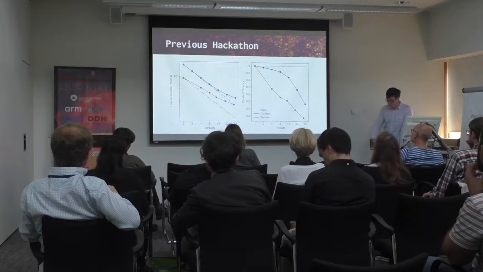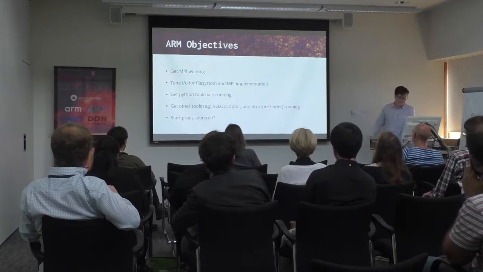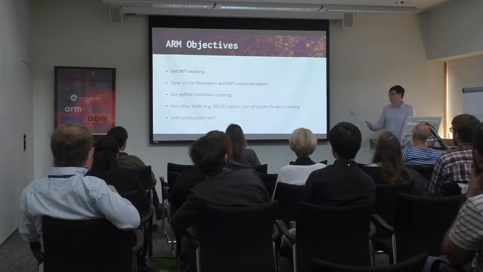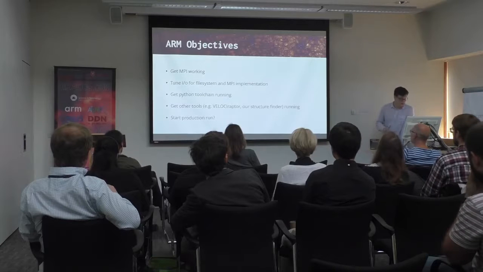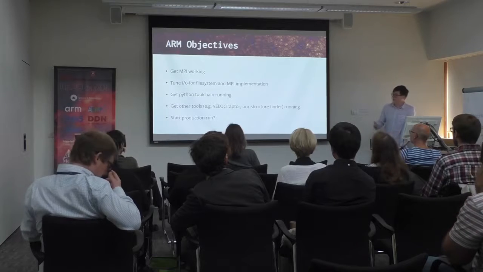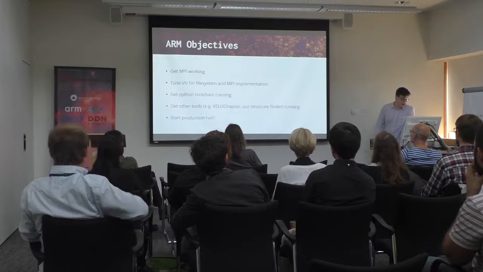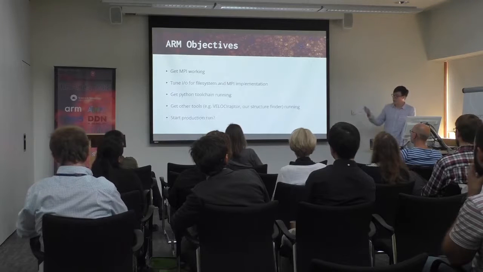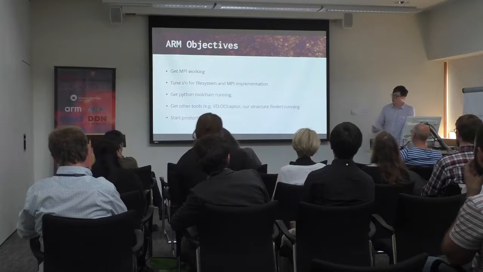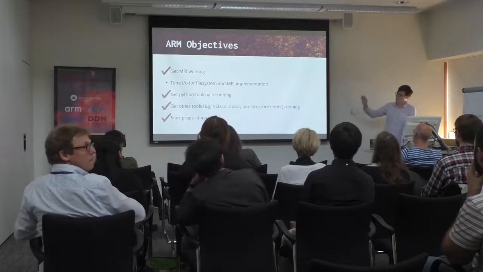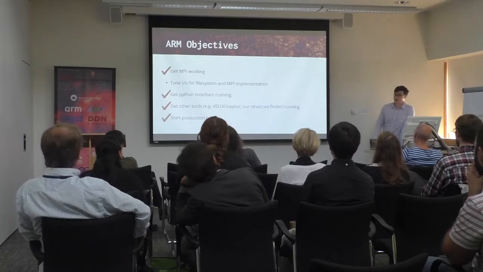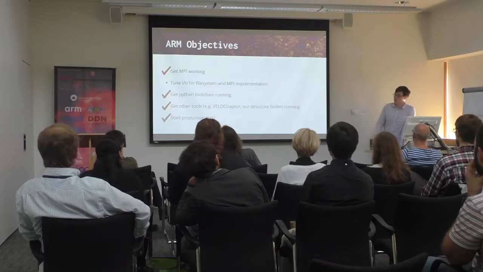Yeah, so we came back this time happy and ready to go. We had these objectives: we wanted to get MPI working, because last time the libraries weren't there, or rather they were there, they just didn't work. We wanted to tune our I/O for the file system that they had, because the last time the file system was dreadful, and now there's a better new one. And we wanted to check our MPI implementation was working well. We wanted to get our Python toolchain running, get our other tools, so Velociraptor, which is the structure finder we use, running, and we wanted to start something that would look like a production run. Now we did all of this apart from the tuning, because the file system is only 4.5 terabytes, and so I don't think there's that much point in tuning directly for that specific file system right now. But everything else we got going.